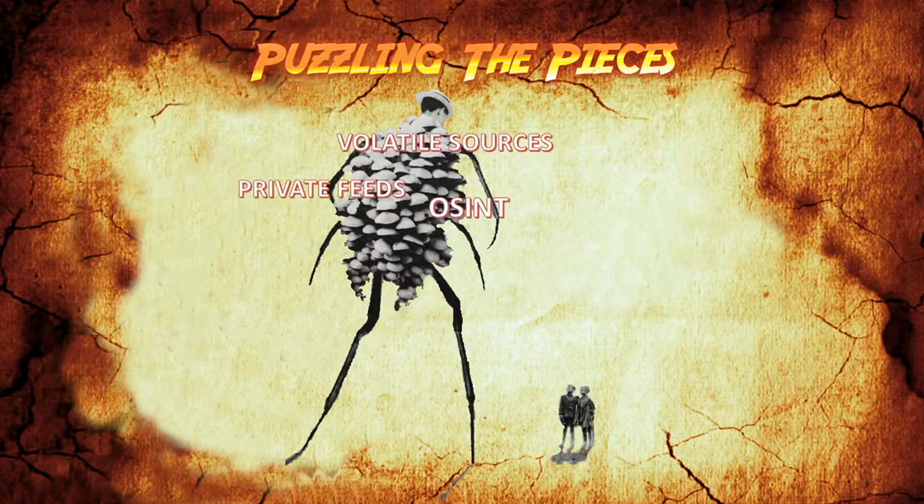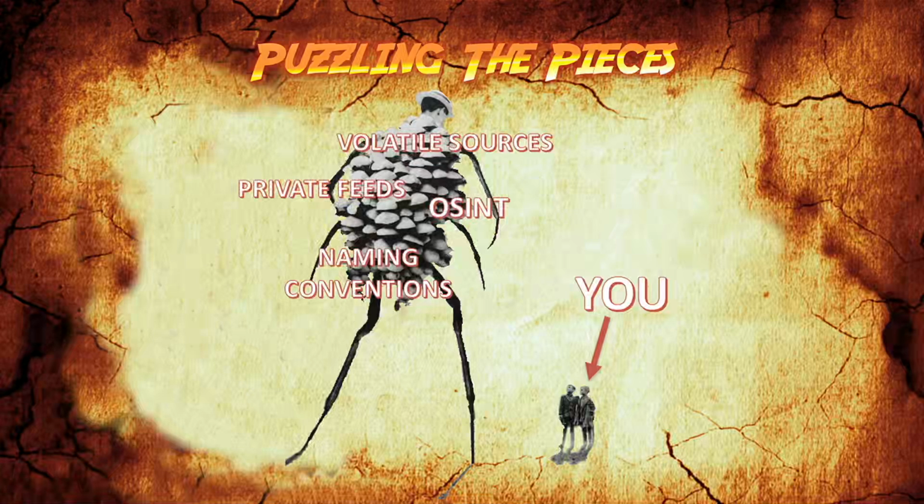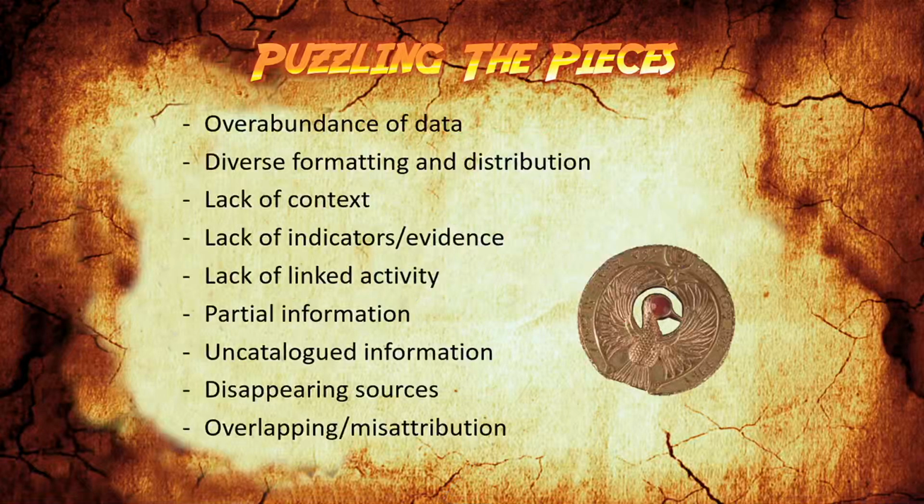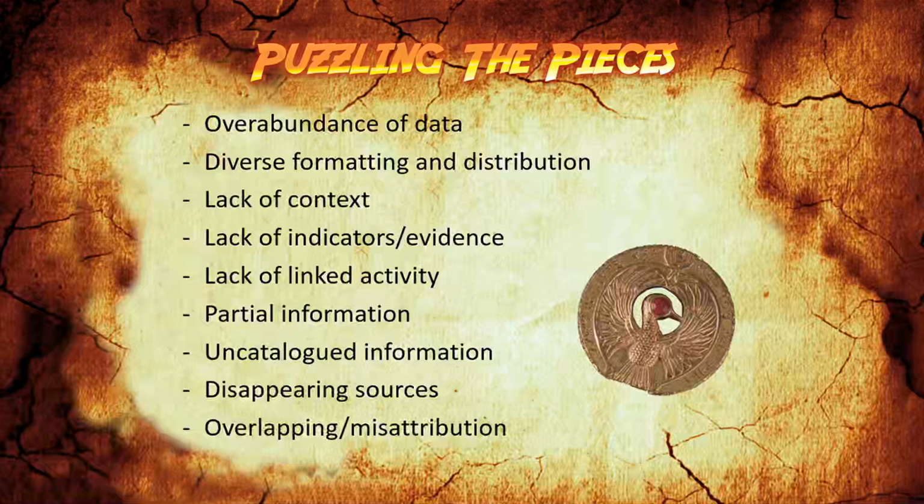So when we started with this, we were seeing this huge monster, which is composed of volatile sources, private feeds, OSINT sources, naming conventions, and a lot of things that overwhelm us, and we feel really tiny against this huge monster. Some of the issues that we came across, we are still struggling with, and we are not going to get rid of them soon.